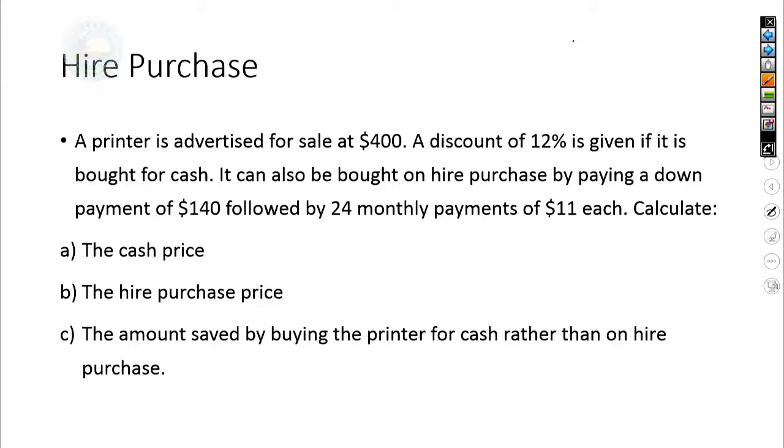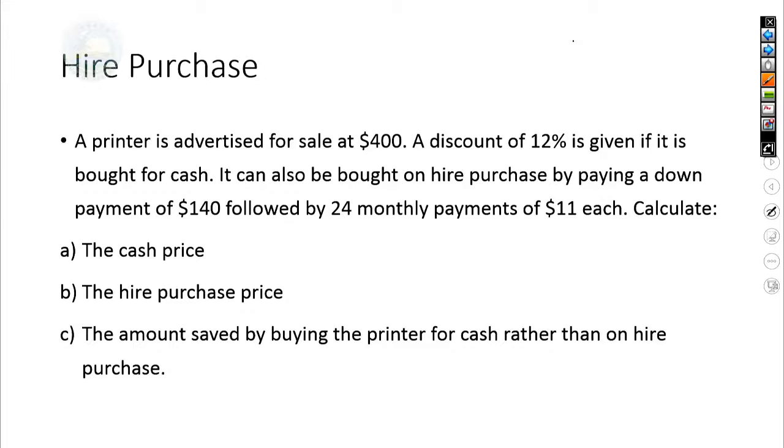Let's see if we can look at this question and see if we can get some understanding going forward, right? So the printer is advertised at a sale of $400. A 12% discount is given if you buy cash. It can also be bought on hire purchase by paying a down payment of $140 and just $11 a month for 24 months.